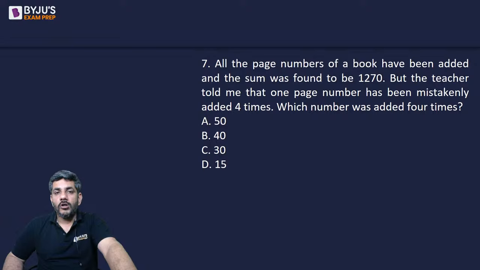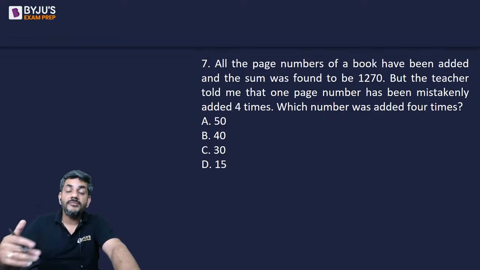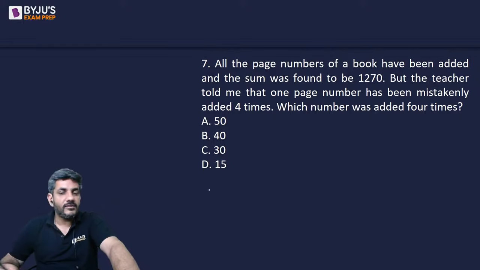चलिए करते हैं. All the page numbers of a book have been added and the sum was found to be 1270, but the teacher told me that one page number has been mistakenly added 4 times. That means 3 times extra. Which number was added 4 times?